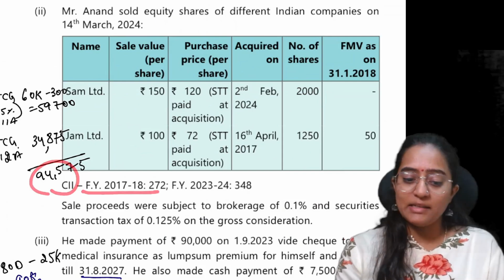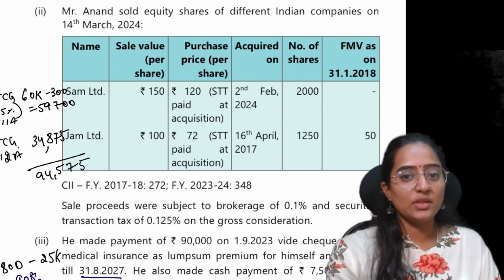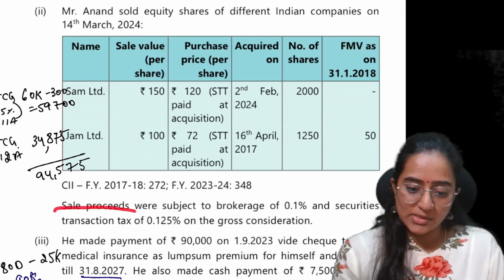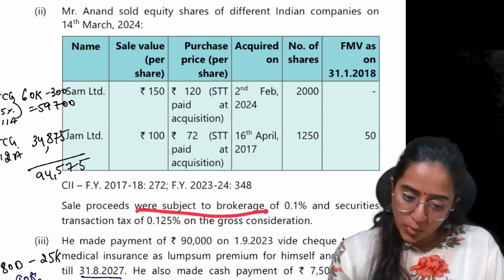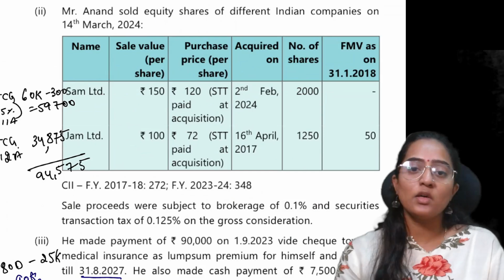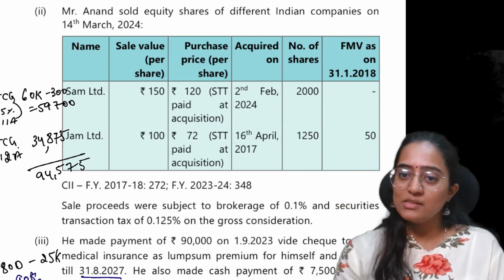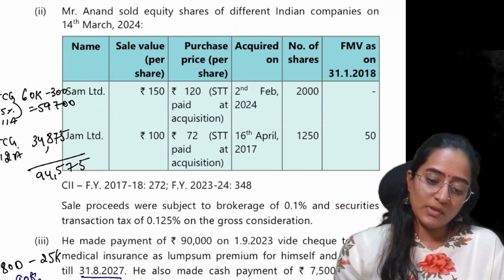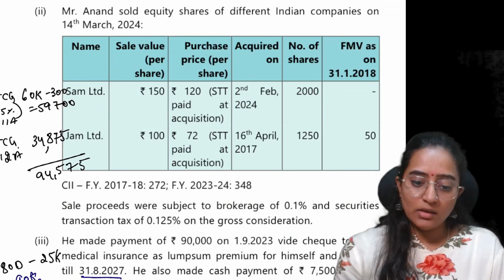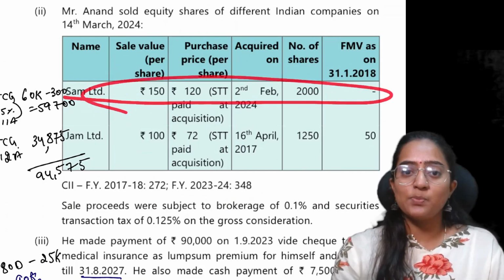CII for the year 17-18 is given as 272 and for the previous year 23-24 is given as 348. Sale proceeds were subject to brokerage of 0.1% and the security transaction tax is also given on the gross consideration. However, security transaction tax is not considered as an expense under capital gain, but the brokerage has been considered.